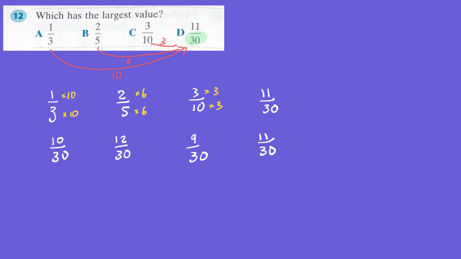So now we ask which is the largest value. All we have to do is give one value, the largest value. And the largest value, of course, is going to be 12 over 30, which means 2/5. So we'll just highlight 2/5.